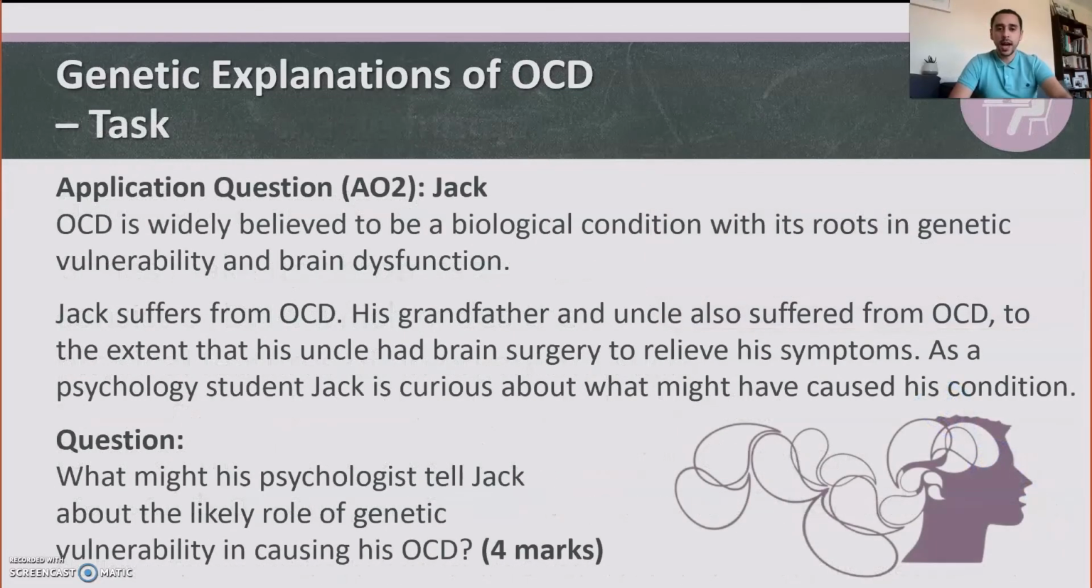Right, so we've got Jack. OCD is widely believed to be a biological condition with its roots in genetic vulnerability and brain dysfunction. Jack suffers from OCD. His grandfather and uncle also suffered from OCD, to the extent that his uncle had brain surgery to relieve his symptoms. As a psychology student, Jack is curious about what might have caused his condition. Now, what might his psychologist tell Jack about the likely role of genetic vulnerability in causing his OCD?